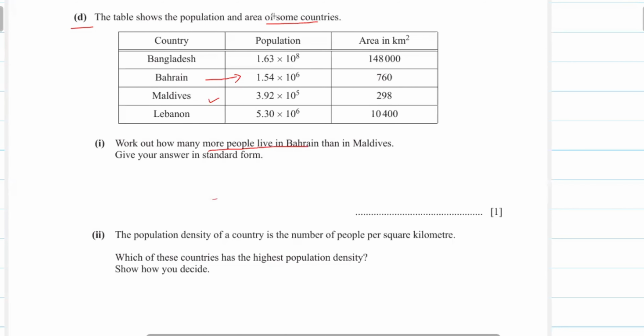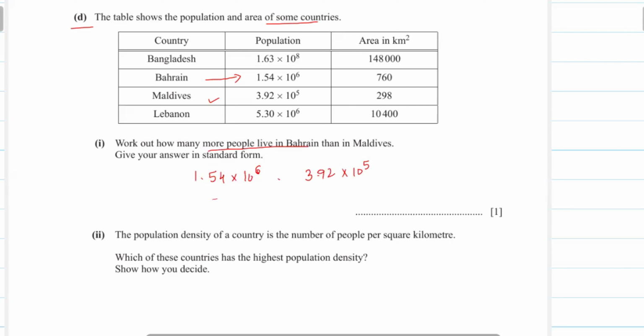Part D. The table shows the population and area of some countries. Work out how many more people live in Bahrain than in Maldives. You see here the number of people living in Bahrain is 1.154 times 10 power 6. The number of people living in Maldives here is 3.92 times 10 power 5. We have to find how many more people live in Bahrain.